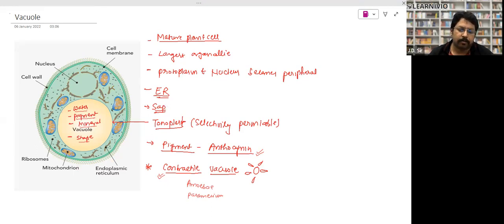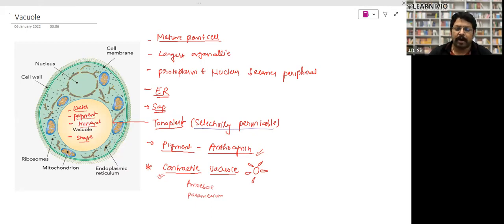The membrane of that is an important thing. Membrane of vacuole is known as tonoplast. It is a selectively permeable membrane, right? So the membrane of vacuole is known as tonoplast. Vacuole remains filled with water, pigment, minerals. They maintain the shape of the cell, right? The pigment which is also stored inside the vacuole is called anthocyanin, right?